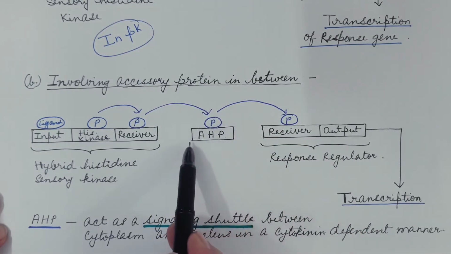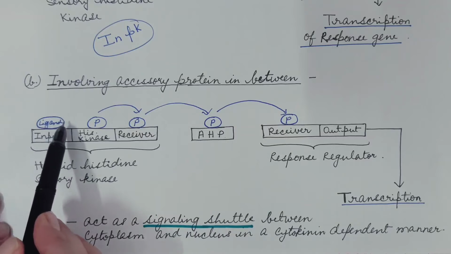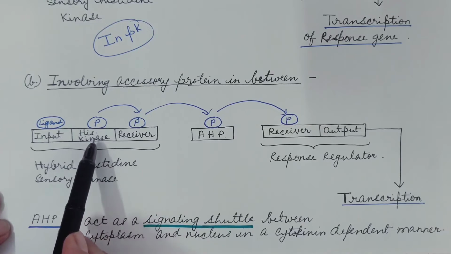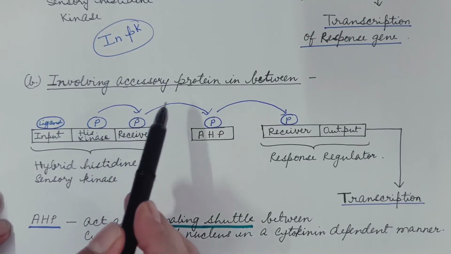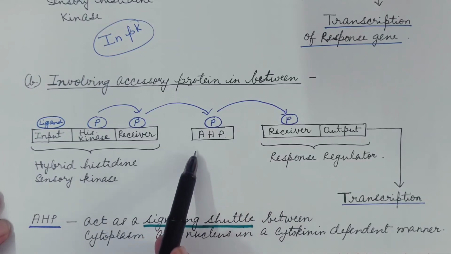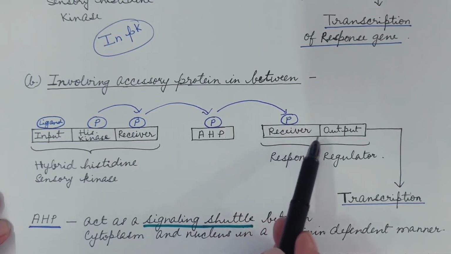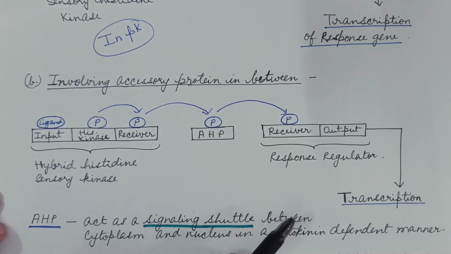It also has an accessory protein. Here it is AHP. This AHP acts as a signaling shuttle between cytoplasm and nucleus in a cytokinin dependent manner. So first, ligand comes and binds with the input region, which leads to autophosphorylation of histidine kinase. Phosphate group is provided by ATP, which is then followed by phosphorylation of receiver domain, which then phosphorylates this AHP, which is followed by phosphorylation of receiver domain, then output region leads to transcription. In this way, signaling takes place.